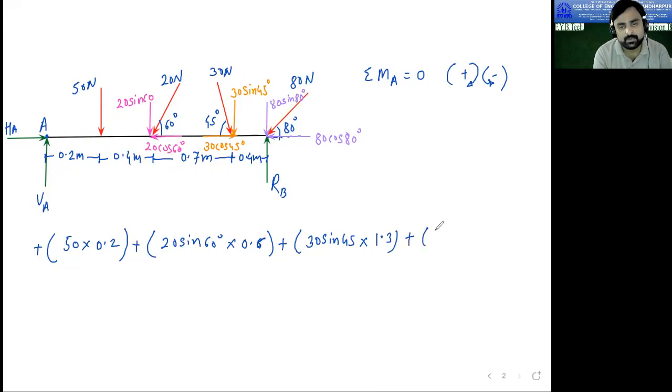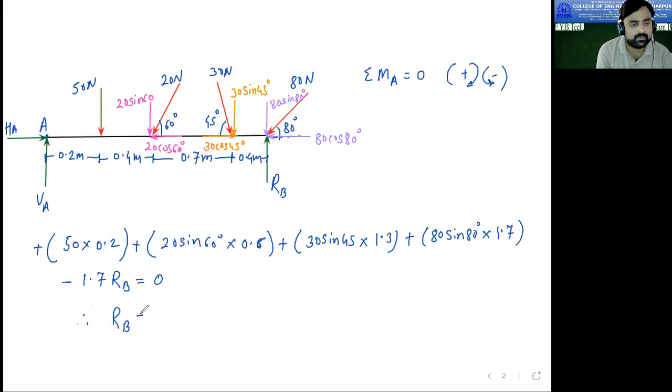80 sin 80. So plus 80 sin 80 into, what is the distance? 1.7. And lastly, this RB. The distance of RB is again 1.7, but RB is moving upward. So if you rotate it about point A, which direction is it? Minus. So it is minus 1.7 RB equal to 0. Now if you solve this, you will get the value of RB. Let me know the answer.